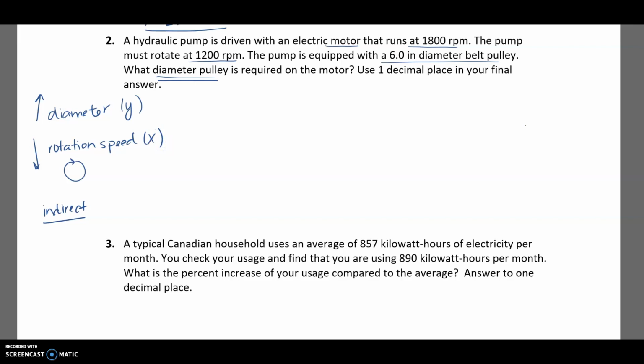I need a pair of variables. I'm told that the motor runs at 1800 RPM, and I'm told that the pump rotates at 1200 RPM, and I know the pump has a 6-inch diameter belt pulley. So these pieces of information, the 6-inch diameter pulley and rotating at 1200 RPM, go together. I can use those to calculate k.